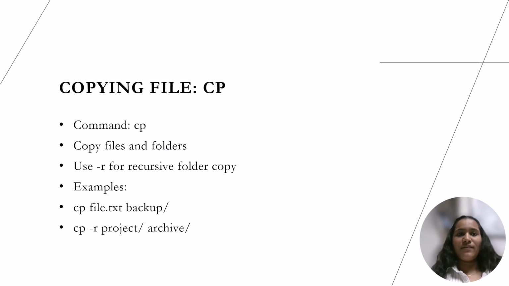Now, for copying a file from one location to another, we use the cp command. For using the cp command, you can see on the slide in the example: cp, space, file name, space, backup slash. If you want to copy a folder and all its content, use the -r option, which you can see right under that: cp -r my folder backup. This is super easy for backing up projects and duplicating work.